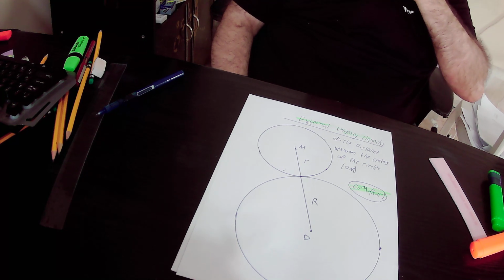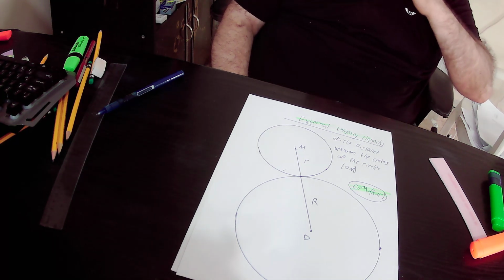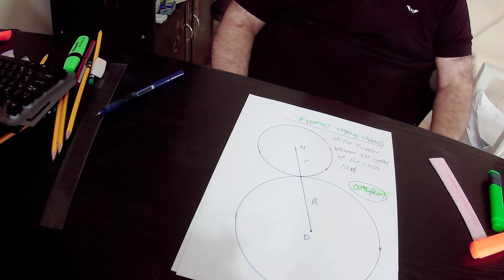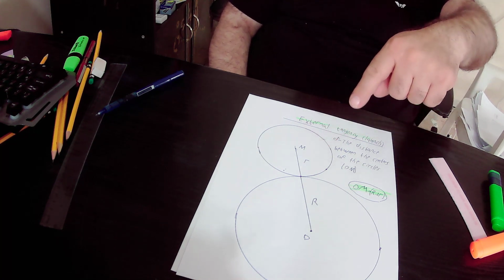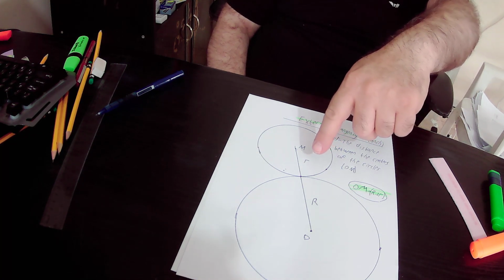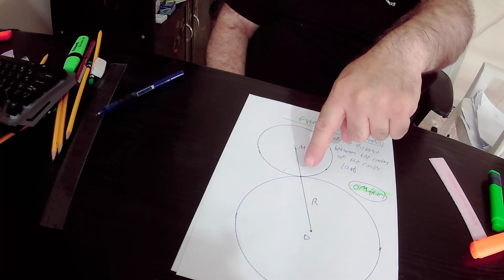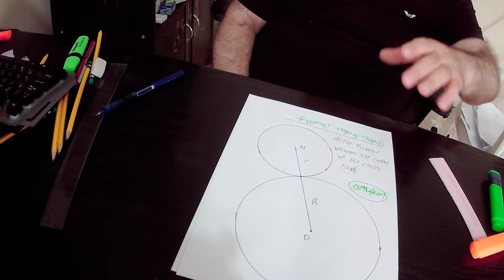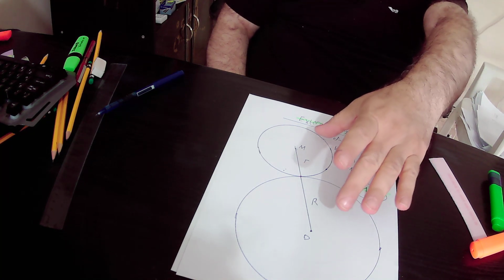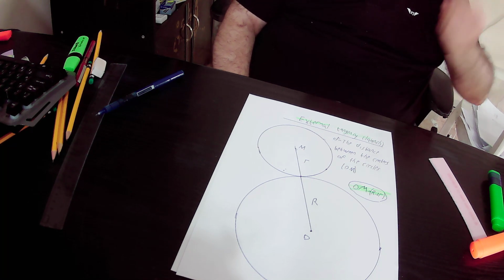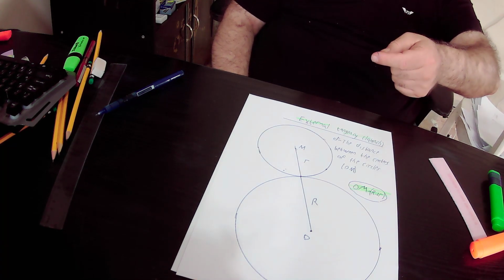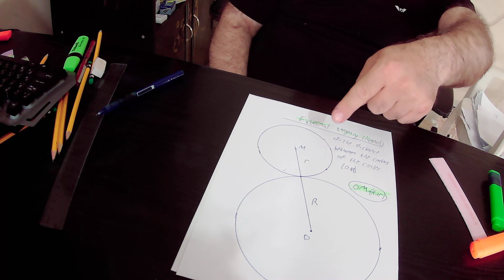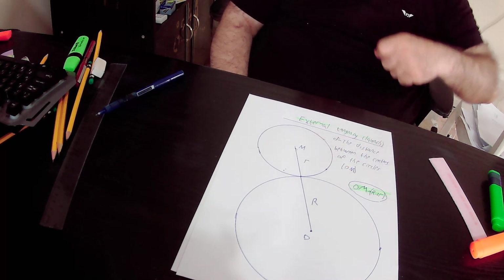I will repeat again, whenever you have an external tangency between two circles, that is to say, they are touching each other externally, like in this drawing, at this point, which is the point of tangency, then the distance between their centers, that is to say MO, will be equal to the sum of the lengths of their radii. That is to say, small r plus capital R.